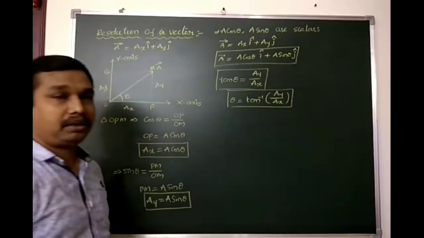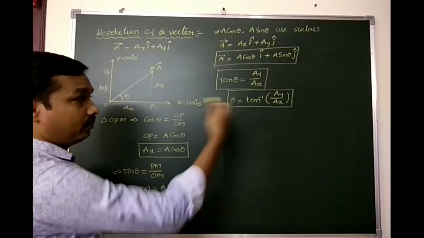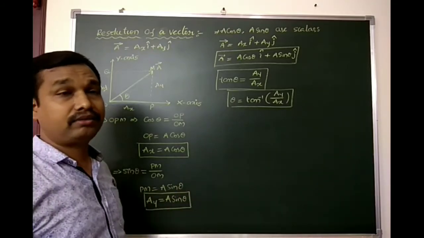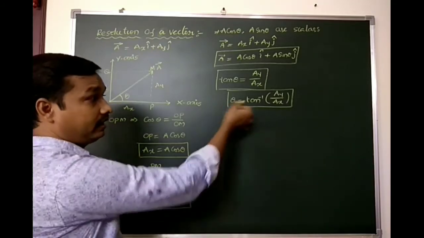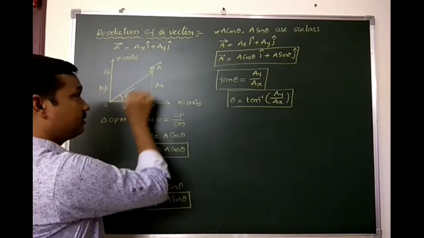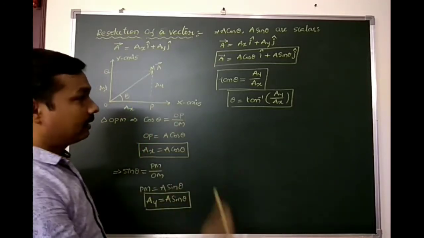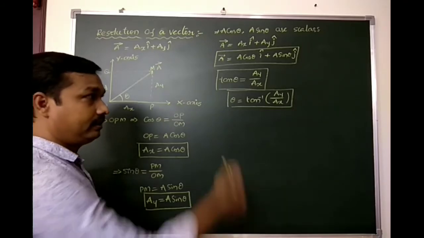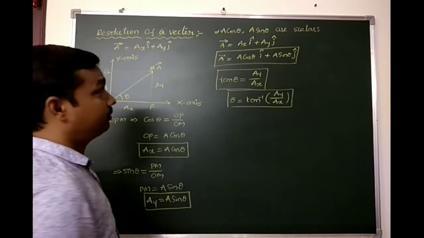1 by 1 is nothing but 1 itself. Then what is the angle? Tan inverse of 1 is 45 degrees. Then theta is equal to 45 degrees, the angle made. Theta is equal to 45 degrees. Like that we can calculate. This is the resolution of vectors.